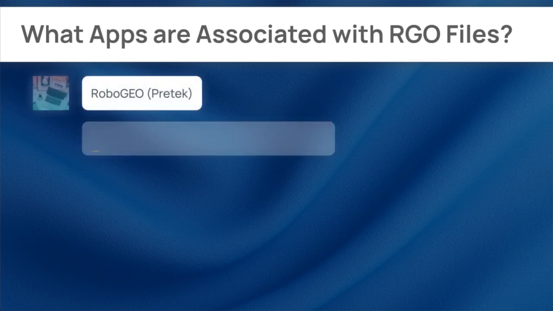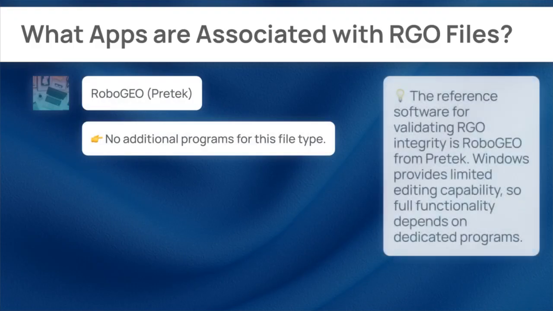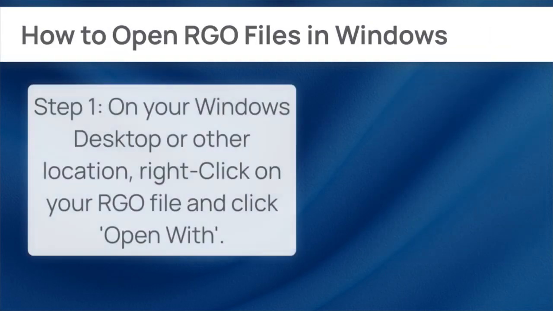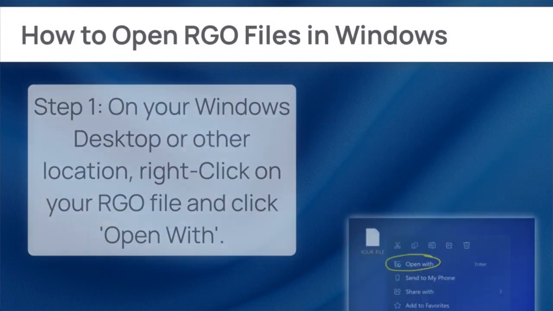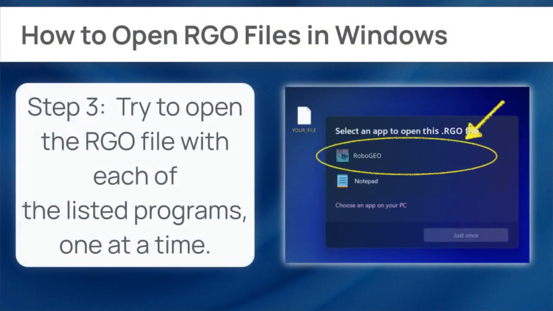The RGO format has primary linkage to the RoboGEO application by Pretech. Windows provides limited editing capability, so full functionality depends on dedicated programs. Windows offers minimal visibility, leaving full interpretation to specialized GIS programs. Let's make the file accessible. Right-click your RGO file and choose Open With. Start your test with RoboGEO if available. If not, select another listed program and continue trying.